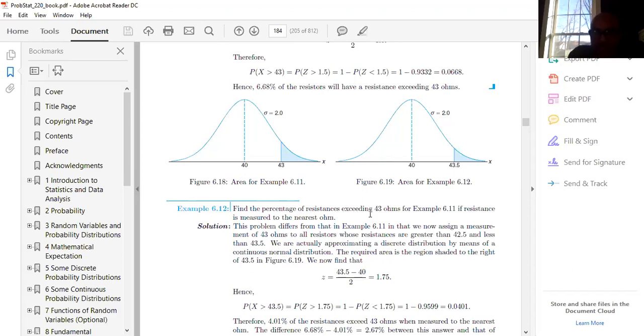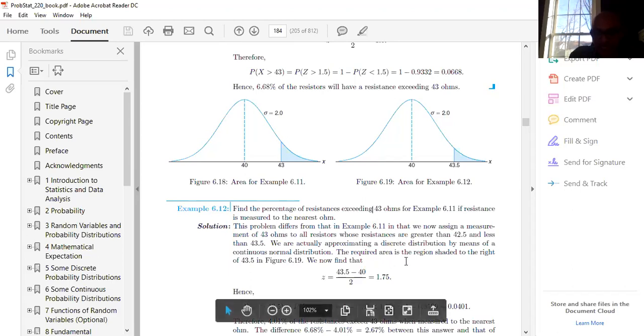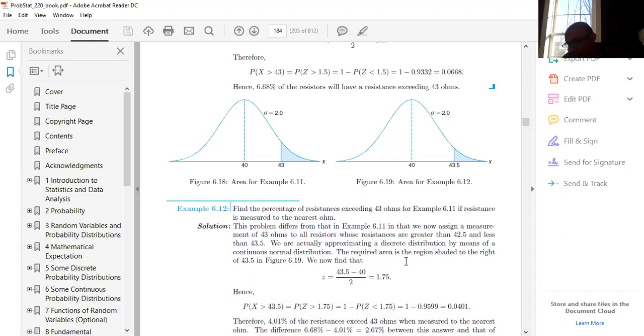Okay, so we are actually approximating a discrete distribution by means of a continuous normal distribution. That is the beauty of the normal distribution. It's not just continuous, but sometimes you can approximate your discrete distribution by the normal distribution. This is the example, and that's why this is a good example.